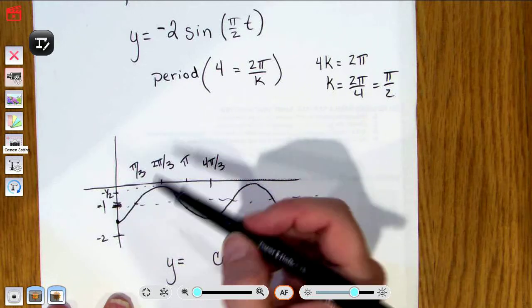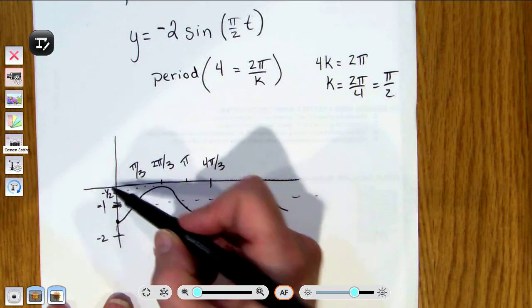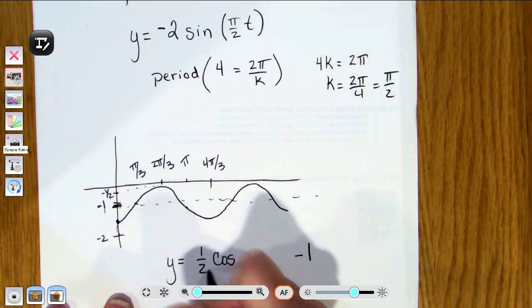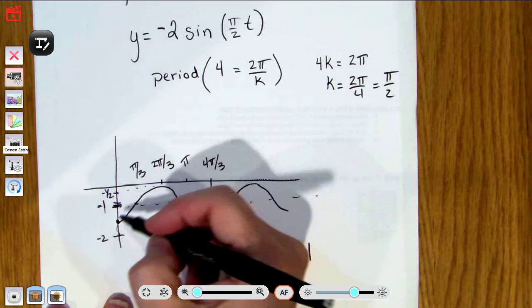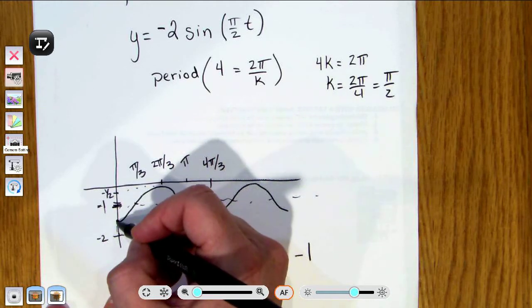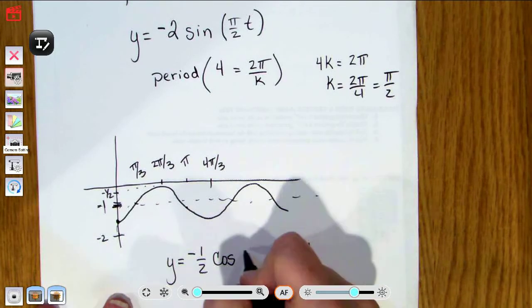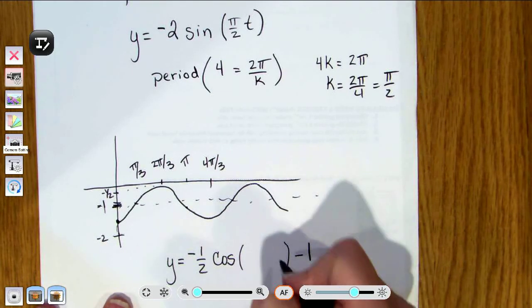Now to find the amplitude, notice we go up and down a half from that center. So I'm going to put a half in there. And we started at the bottom extreme, which means I didn't start at the top and go down. I started at the bottom and went up. So that gives me a negative. And now to figure out the part that's inside with that t.